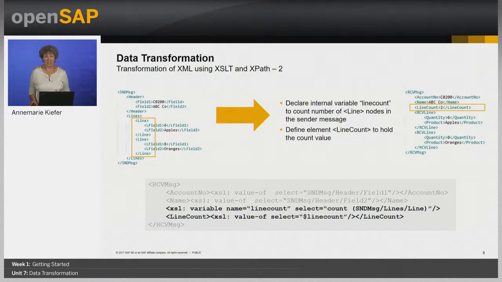For each line element in the sender message, we define an element called RCV line. Within this element, we define new elements quantity and product and extract the value of each field from the line element. We use a relative path here, //, to access the sender fields, since we have already navigated to the line node before.